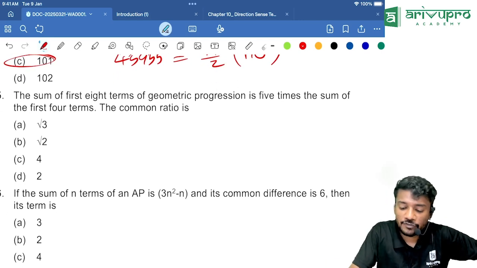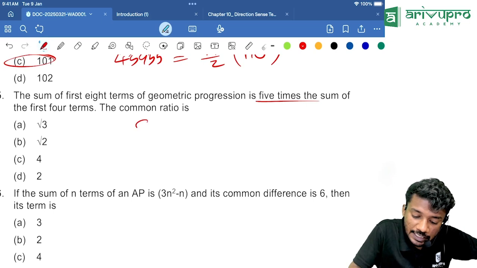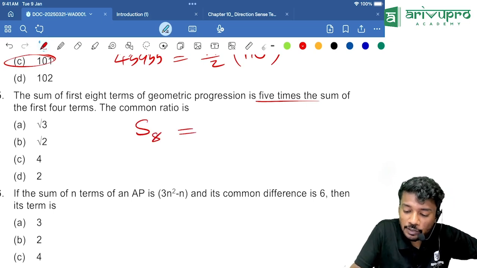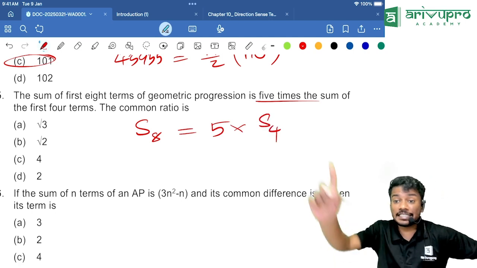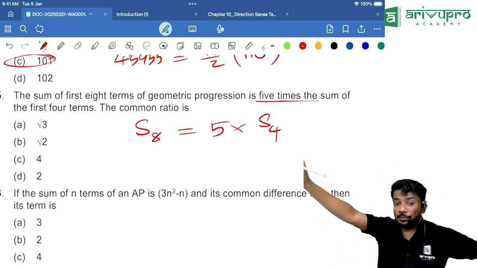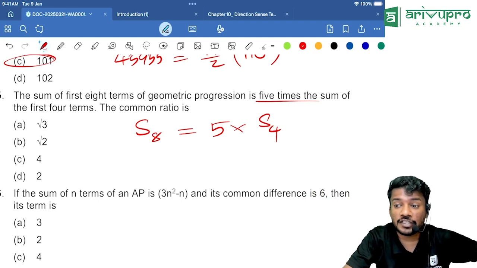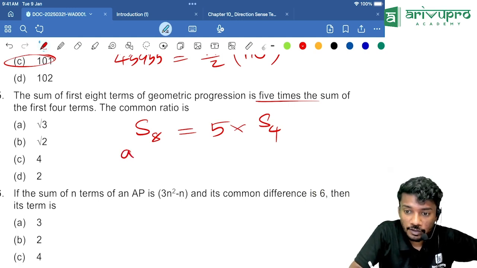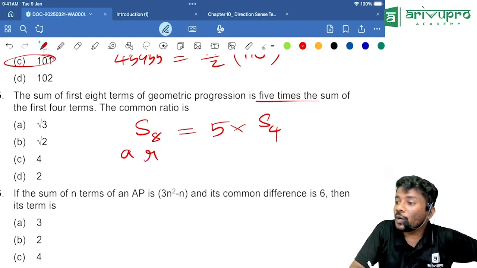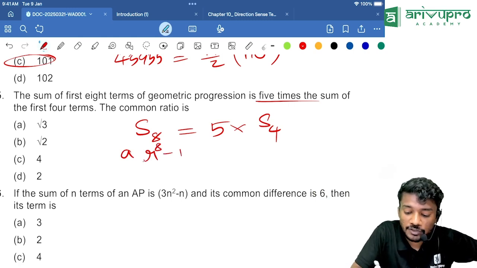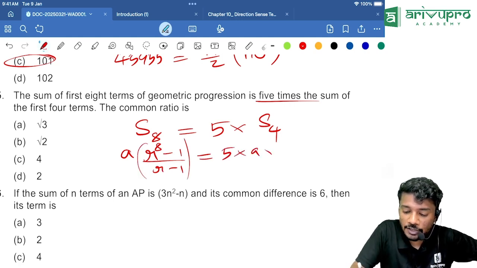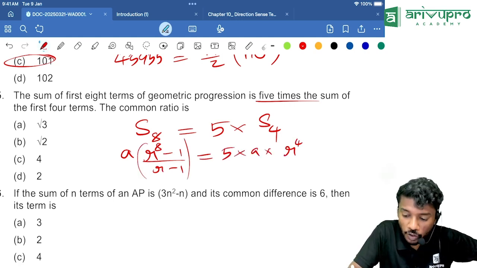The sum of 8 terms of a GP is 5 times the sum of 4 terms. That means S8 is equal to 5 times S4. Is it AP or GP? GP. In GP, what is the formula for the sum of the terms? A into R raised to n minus 1 divided by R minus 1. R raised to n is how much here? R raised to 8 minus 1 divided by R minus 1, which is equal to 5 into A into R raised to 4 minus 1 divided by R minus 1.